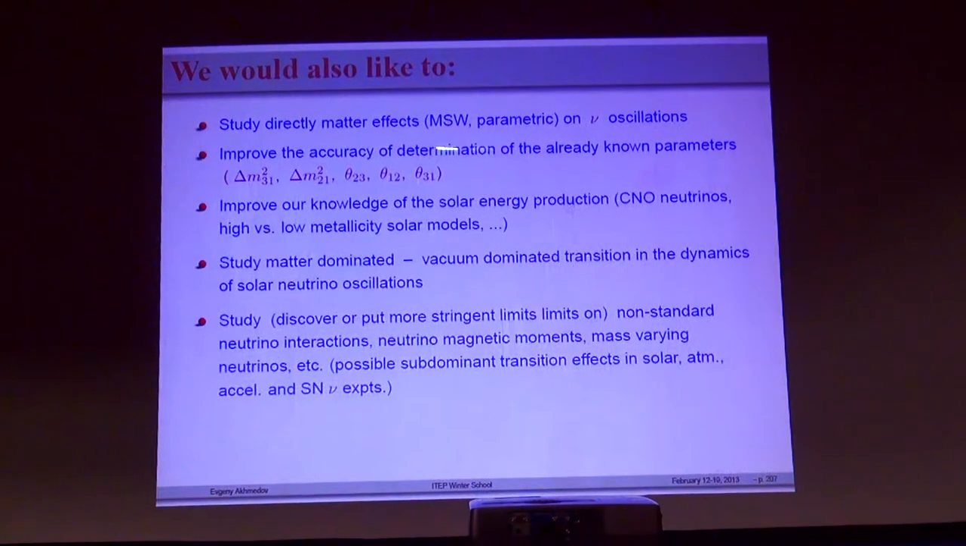We would like to improve the accuracy of the determination of the parameters which we already know, and improve our knowledge of solar energy production by studying better the spectrum of the solar neutrinos, studying the matter-dominated to vacuum-dominated transition of solar neutrinos. This is a gap which is not studied yet in the spectrum of the solar neutrinos. And study non-standard neutrino interactions, neutrino magnetic moment. There are some ideas of mass-varying neutrinos, some very exotic ideas, and possible subdominant effects for solar, atmospheric and accelerator experiments.